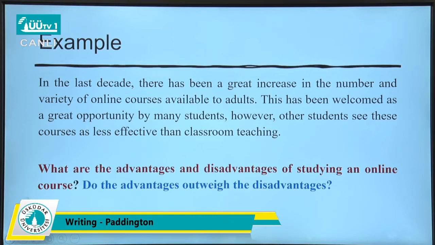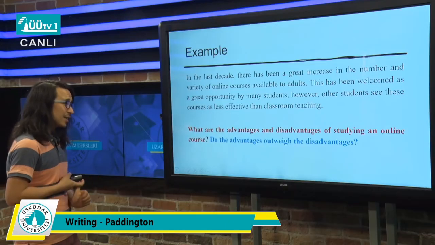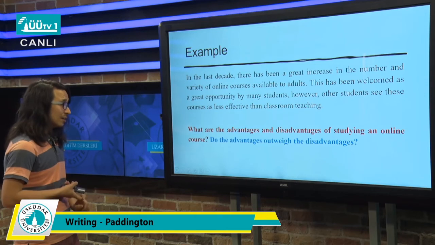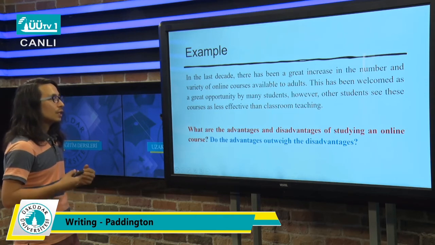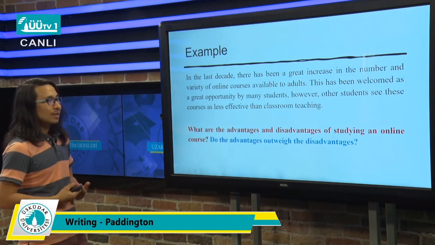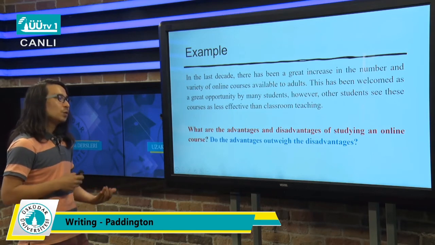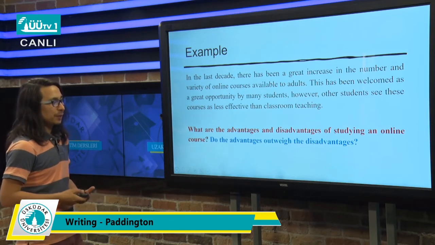But this essay, advantages and disadvantages, is different. The last question is important. Do the advantages outweigh the disadvantages? Which means you're supposed to write both advantages and disadvantages. At the end, you have to come to a clear conclusion. So, which one outweighs the other? This is extremely important.